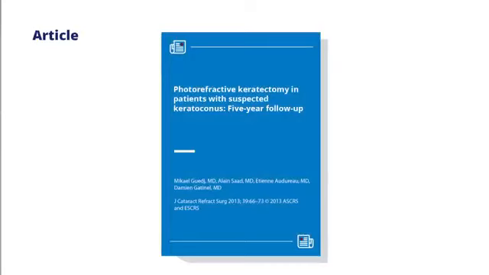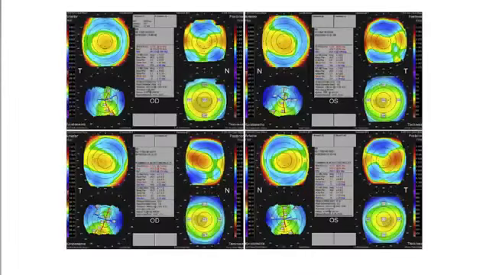Now, several investigators, and this is an article from Damien Gattiner's group, have investigated performing surface ablation even in patients who have abnormal corneal topography, which normally would not be suitable for LASIK, to expand the indications of surface ablation. And they followed these patients up for 5 years, and they found that these patients were doing really well at the end of 5 years, and none of these patients developed ectasia in the group that they studied.